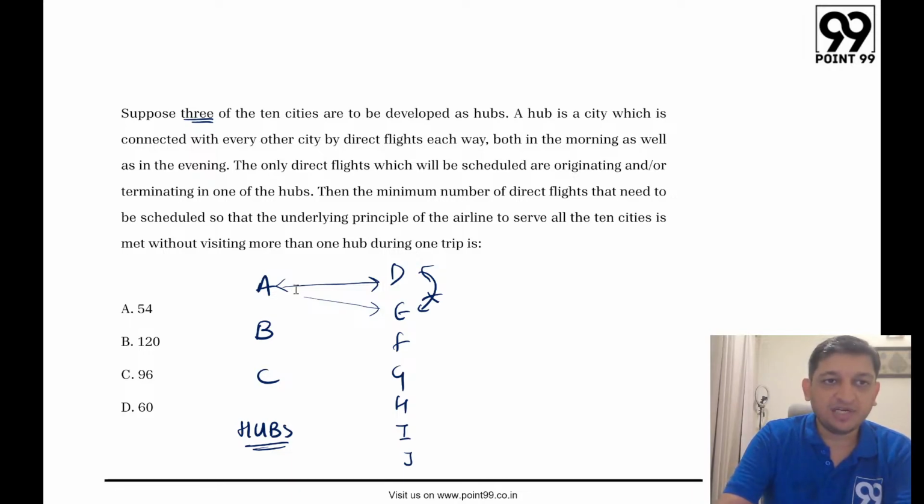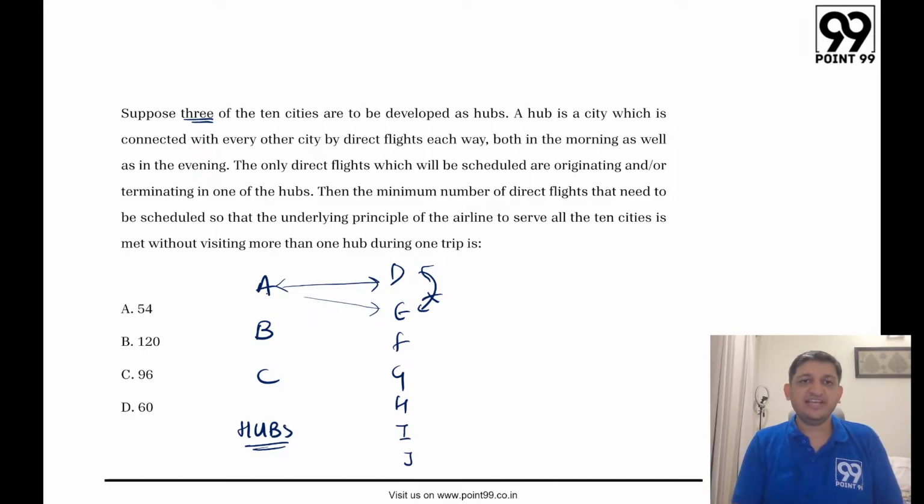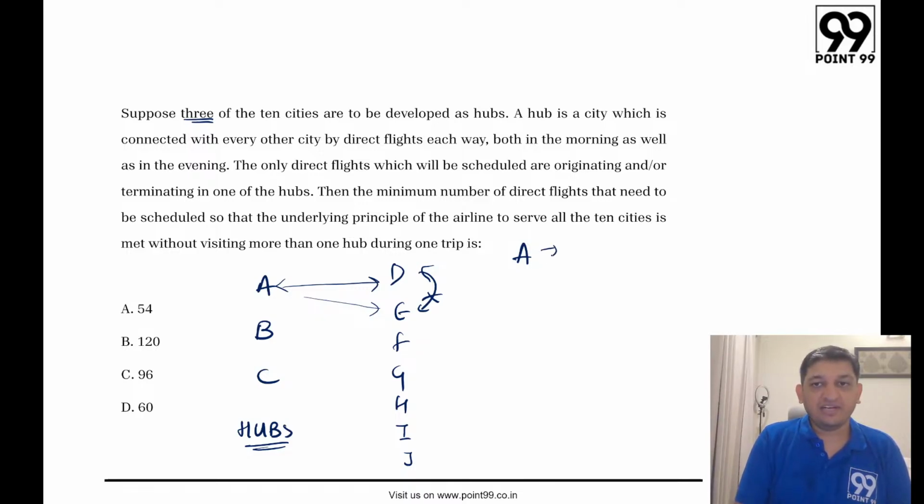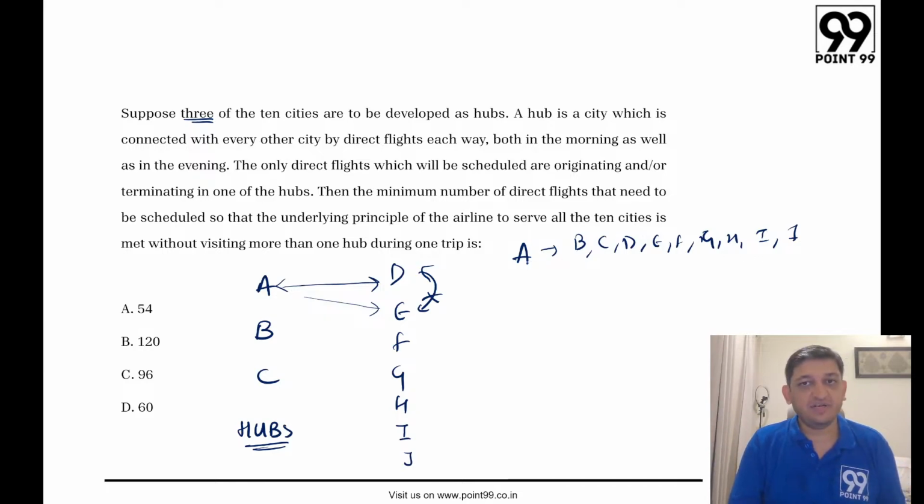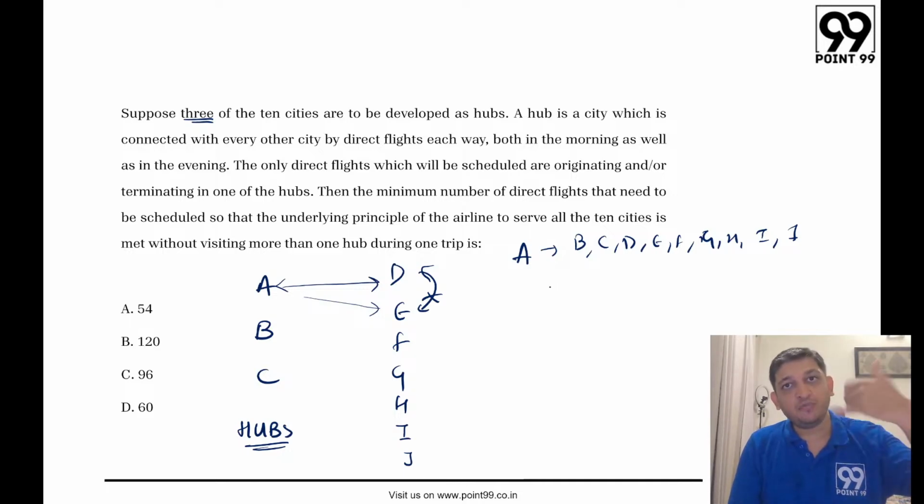If you look at this particular question, what we have to understand is what happens in case of all of these hubs. Let's say I'm looking at this city A, or hub A. Now from hub A, how many flights should go? I will have flights going to B, C, D, E, F, G, H, I, J. All these flights will go from here. A will service all these other 9 cities. There should be flights from A to B and also B to A, A to C and C to A, A to D and D to A, and so on.